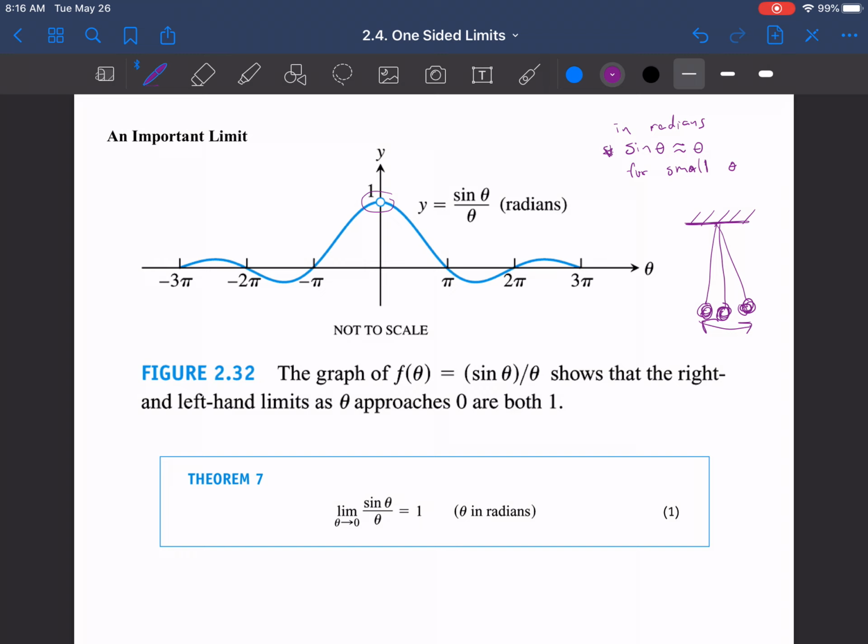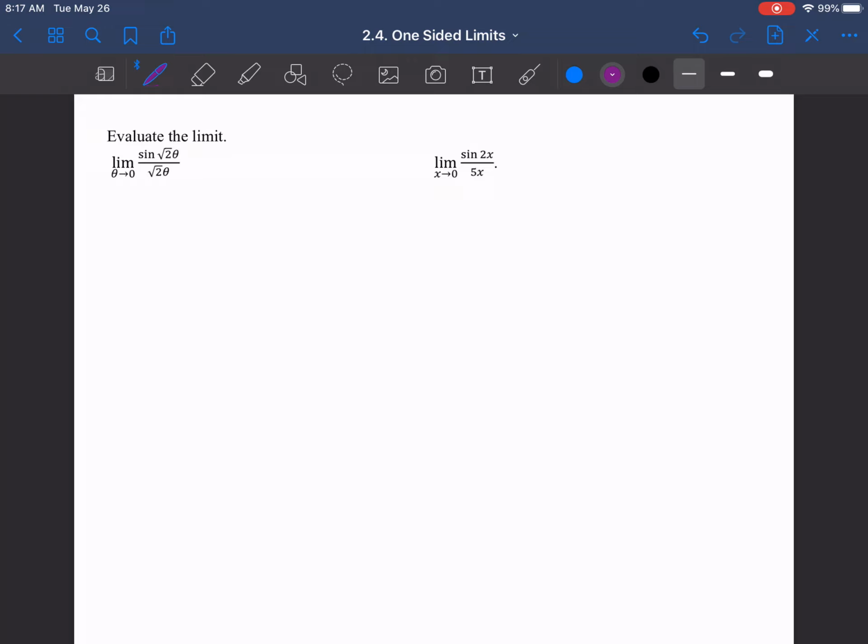But make sure you understand then that this limit right here, if you're in radians, that the limit of sine of theta over theta is 1 as theta goes to 0. Okay, that's a very important one. Really can't stress enough. Make sure that you know it.